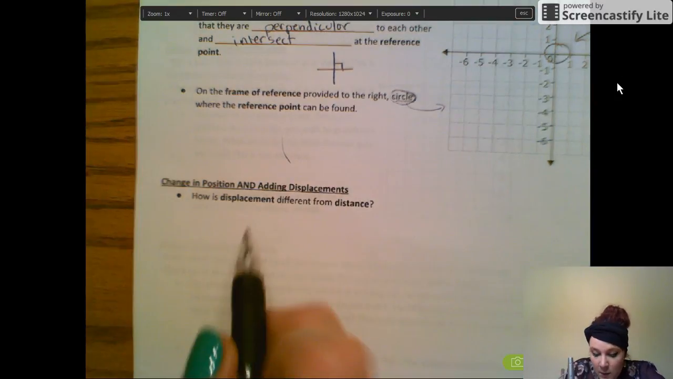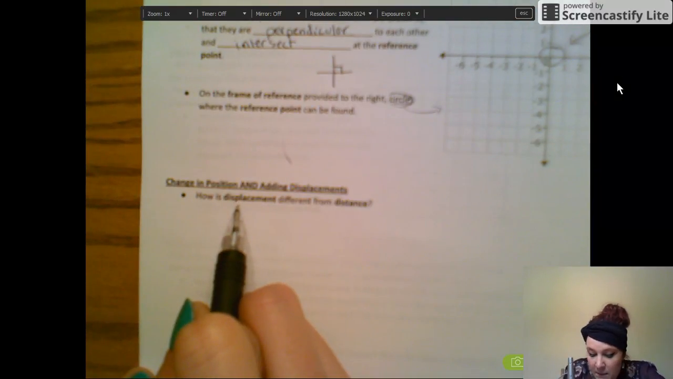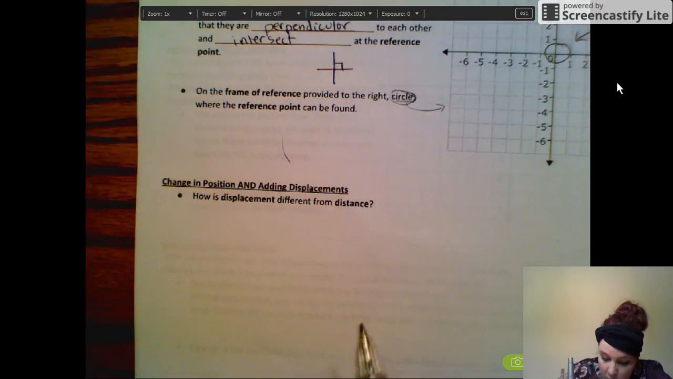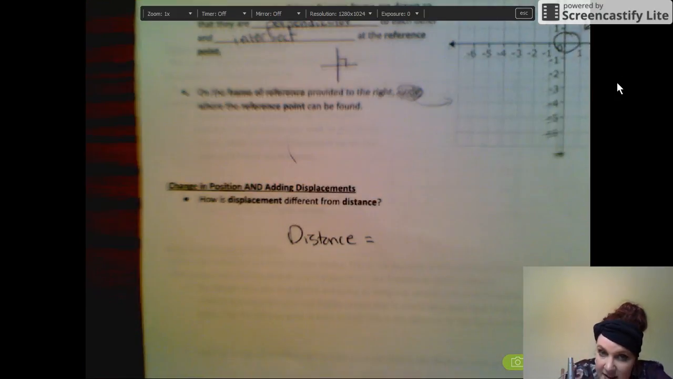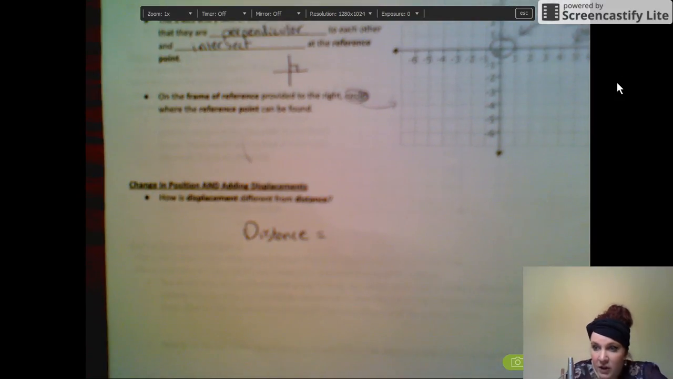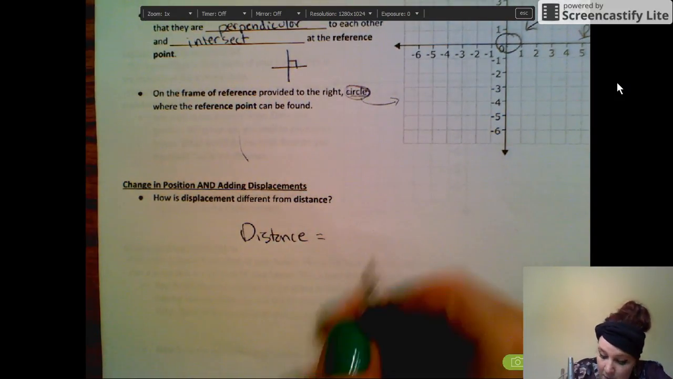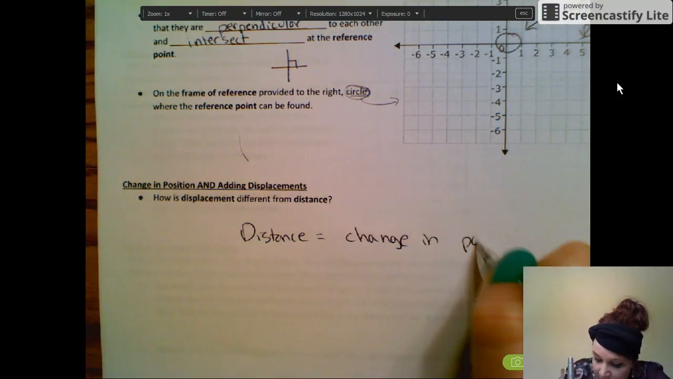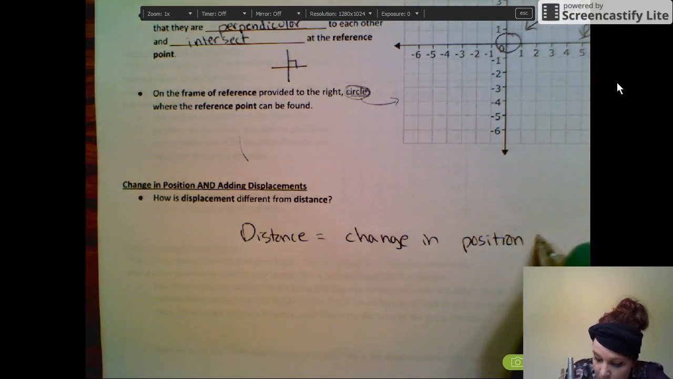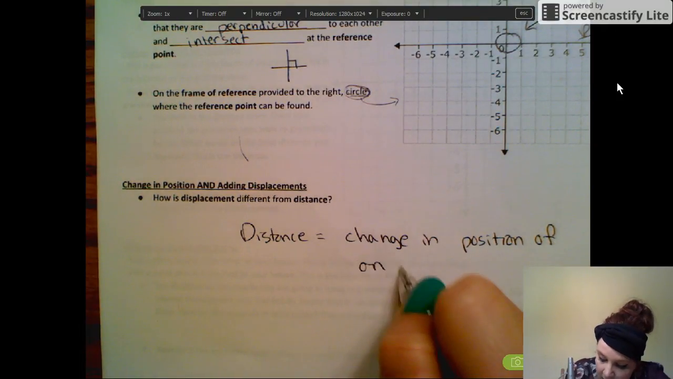All right, so then you have this question here. It says, how are displacement and distance different? We're going to start with distance. Distance simply measures the change in position of an object. So we'll say change in position of an object.